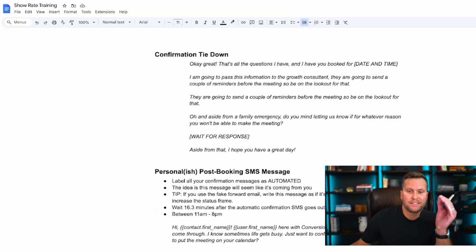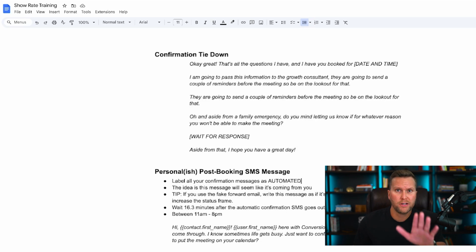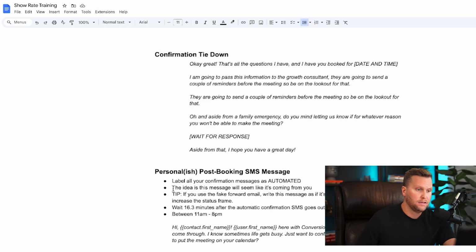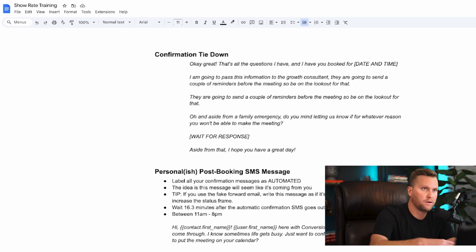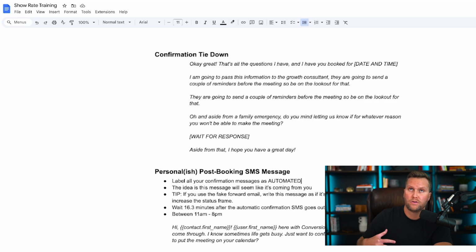All right, next thing we're going to talk about is the personal-ish booking message. Now, we've already talked about this in stage 1 in the technical element. What I recommend is that if you're using the fake forward email, write the message as if it's coming from your assistant. Now, what this does, obviously you want to be consistent with that person reaching out, because if you remember in the fake forward email, it's as if the sales rep or the individual taking the call forwarded it to their assistant.